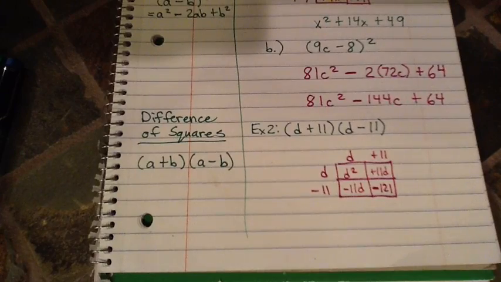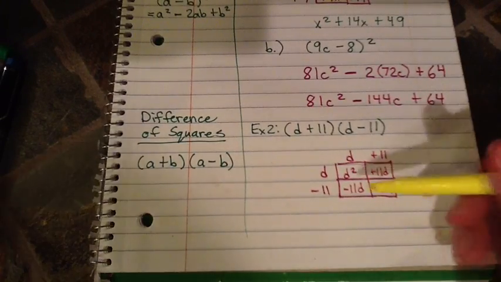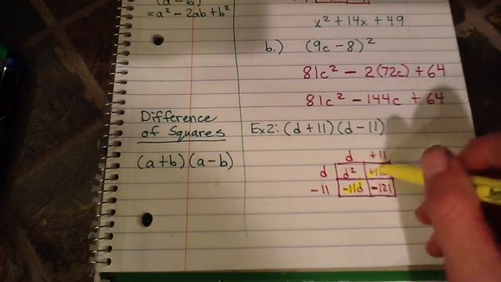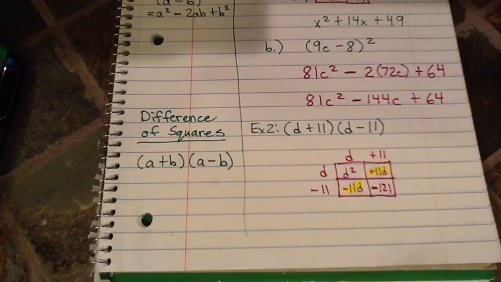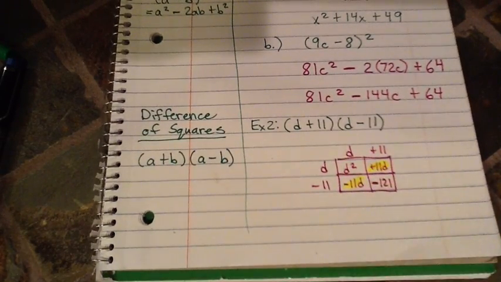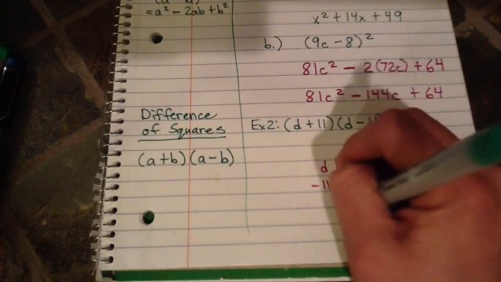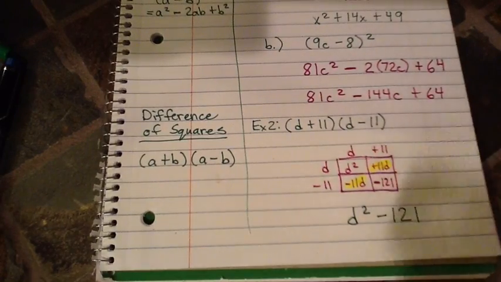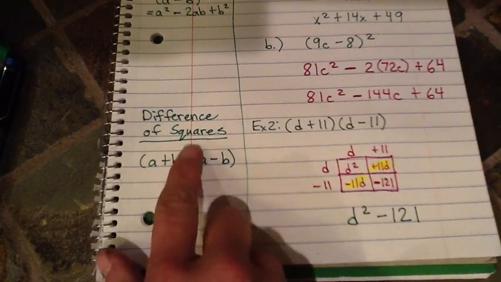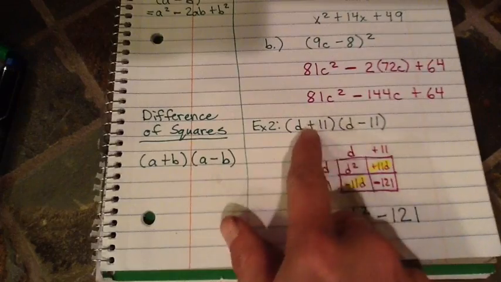Now you look and you go to combine your like terms. Notice this time, instead of doubling, what happens? Hopefully you noticed you have a positive 11 and negative 11. It becomes 0. It actually cancels out, and you end up with d squared subtracting 121. And that's why it's called a difference of two squares, because you have the positive and the negative.